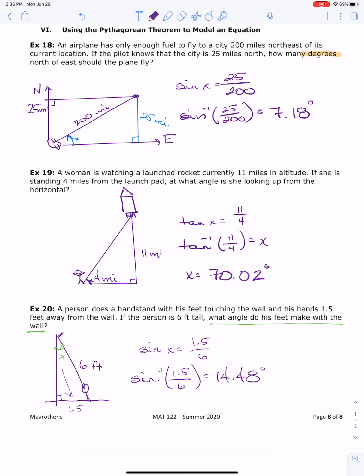They don't ask for, specifically, radians or degrees. Go with degrees, unless we're talking about a straight line measurement. And that's it for the 9.5 notes.